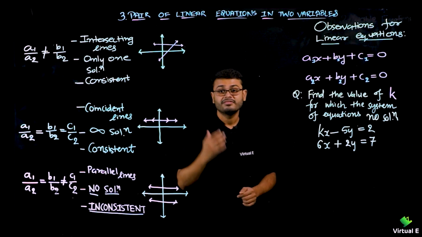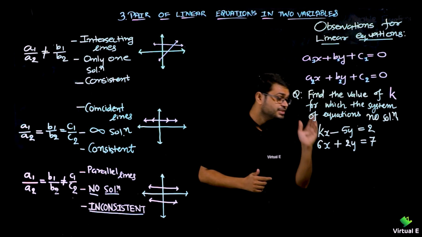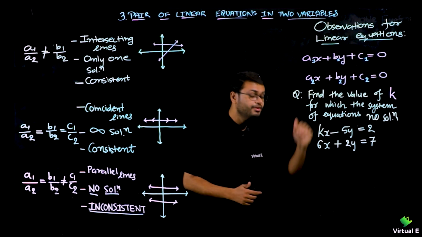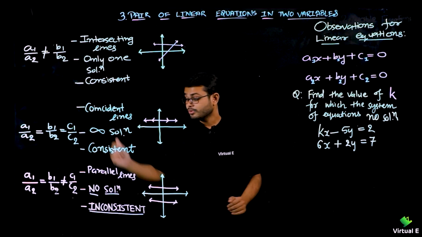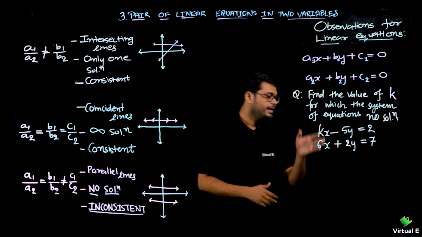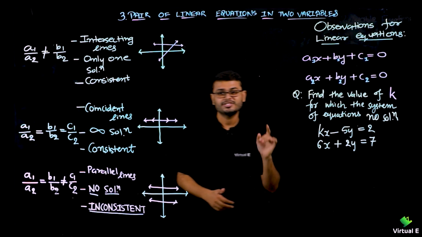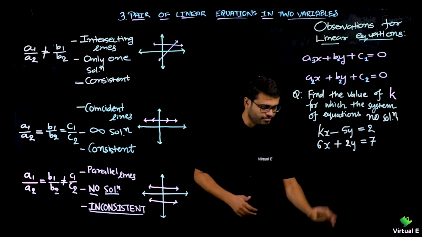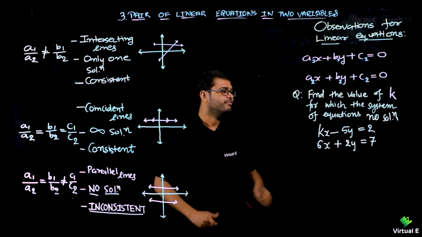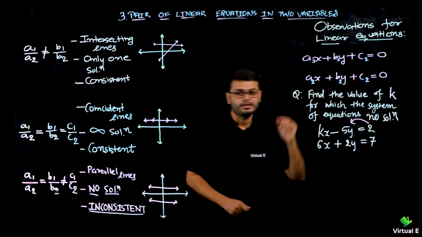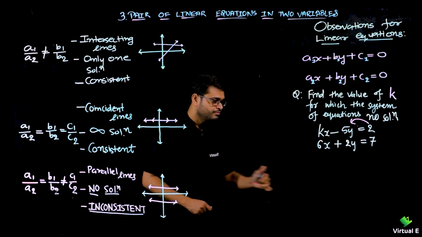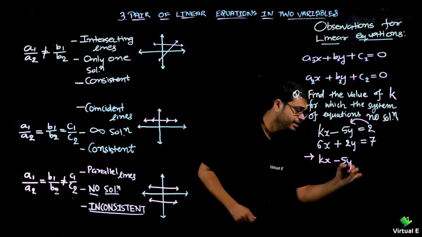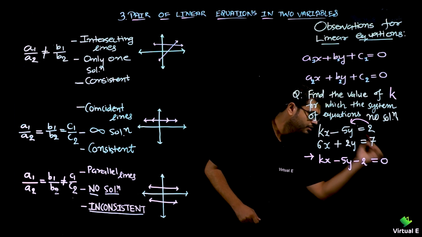So as always, first step is to check, are these equations in standard form or not? And if they are not, we are going to convert into standard form to apply this formula. So kx minus 5y is equal to 2. RHS is not 0. So we cannot say that it is in standard form. So we are going to convert into standard form. I will be shifting 2 over here. That will become minus 2. So kx minus 5y minus 2 is equal to 0.